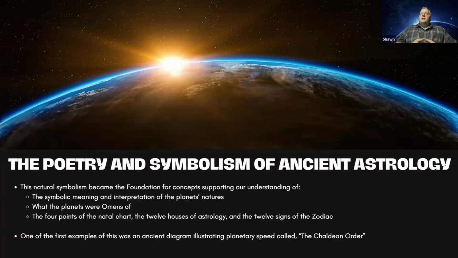This natural symbolism became the foundation for concepts supporting our understanding of the symbolic meaning and interpretation of planetary natures, what the planets were omens of, and also the 4 points that comprise the natal chart, the 12 houses of astrology, and the 12 signs of the zodiac. One of the first examples that we have of this was an ancient diagram illustrating planetary speed called the Thema Mundi, or the Chaldean order.